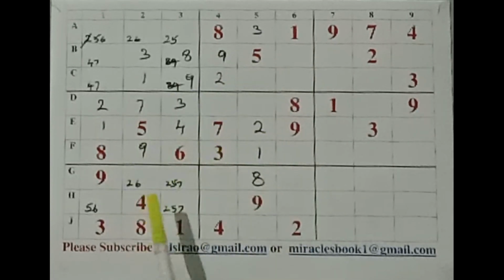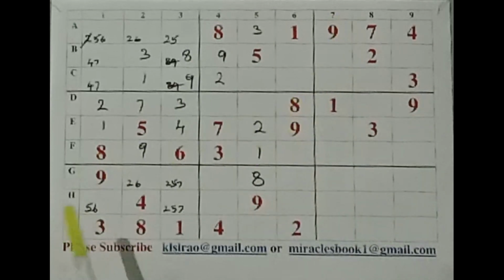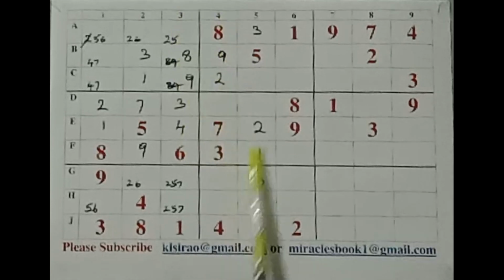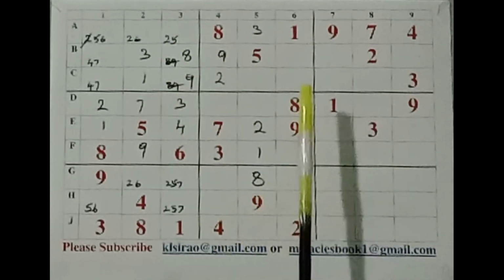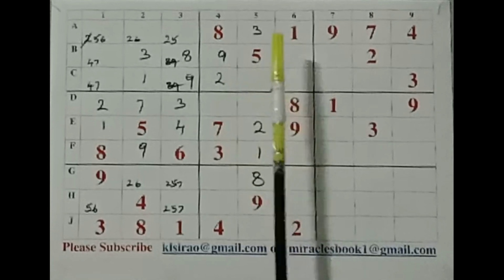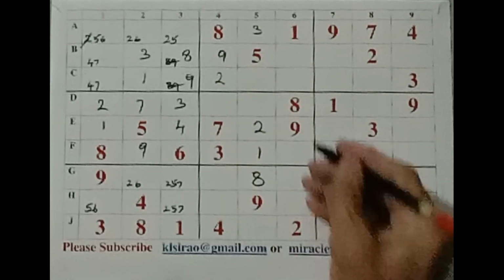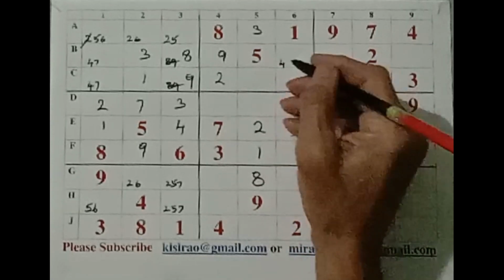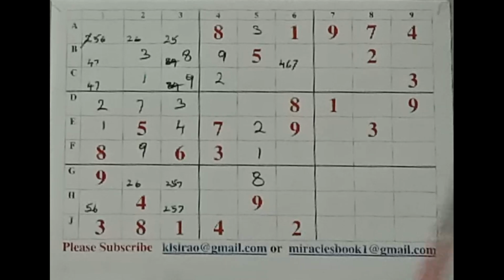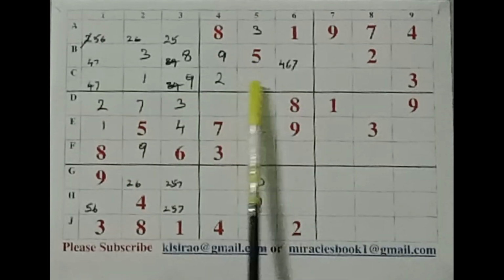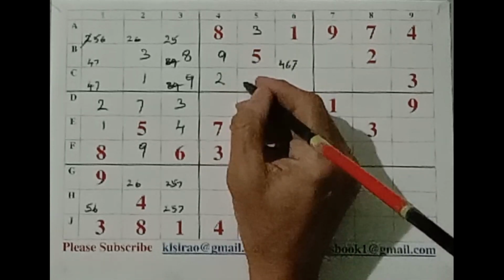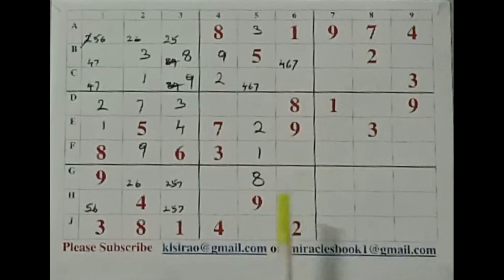And can we do something with these 3 cells in this box? They are for 4, 6 and 7. We do not have 4, 6 or 7 cross checking anywhere, this side or this side. So let us write those 3 numbers there, 4, 6 and 7. We have all 3 numbers here also, 4, 6 and 7. Here too, all 3 numbers.